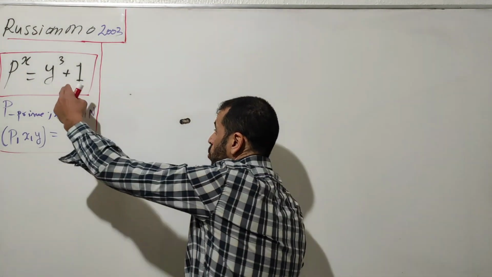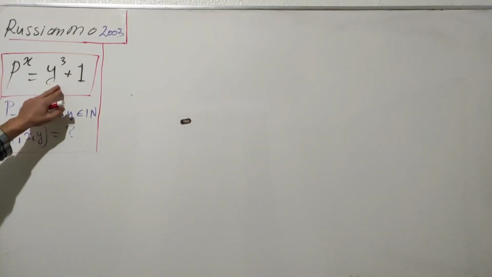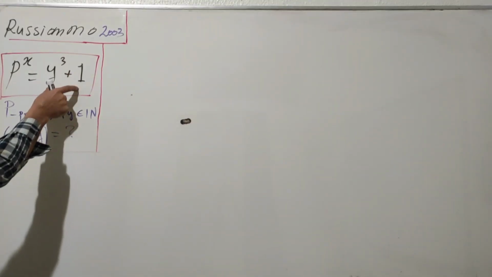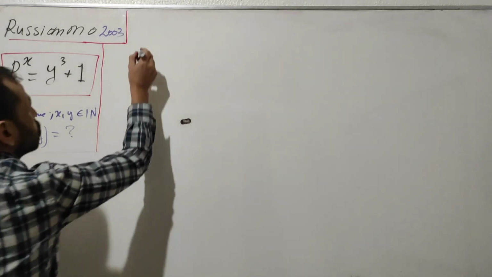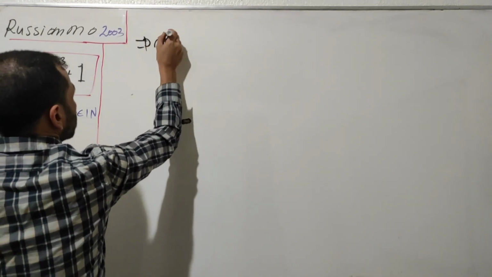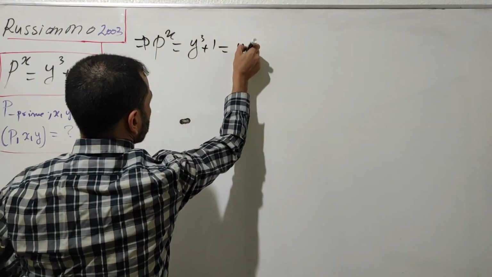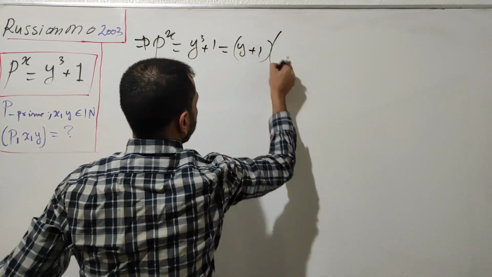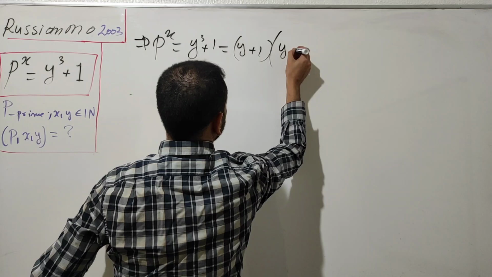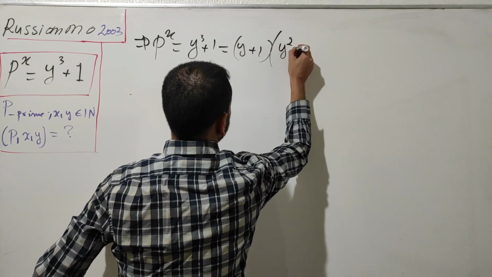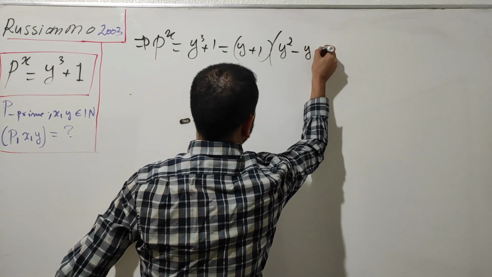Okay, so now I'm simply going to factor this, since we have the sum of two cubes here. So I get the following: p to the x equals y cubed plus 1, which equals y plus 1 times y squared minus y plus 1.